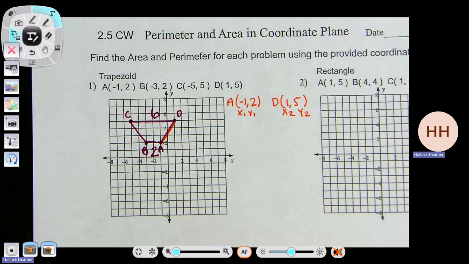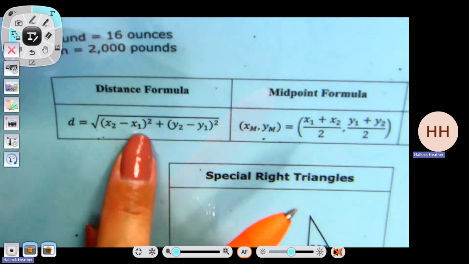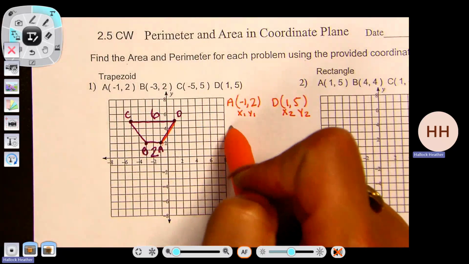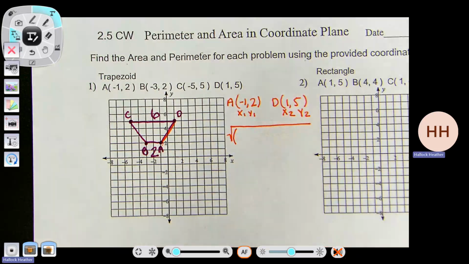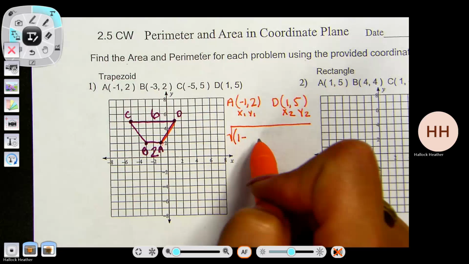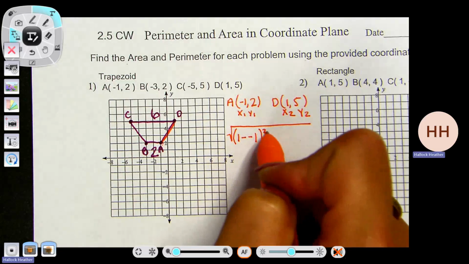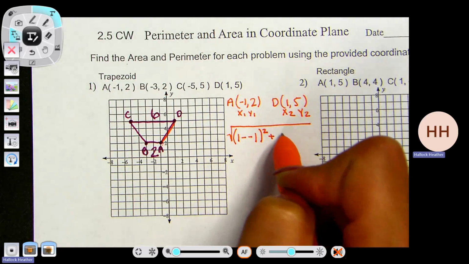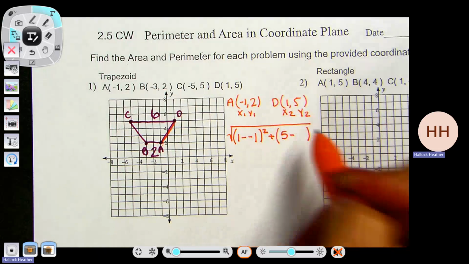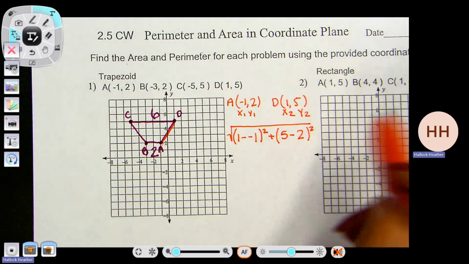On your formula sheets, we are finding distance. So we are going to use the distance formula, which is right here on your formula sheet. So this is the formula we're using. This is why we're using Desmos, because we could just type the whole thing into Desmos. So in the formula, we're doing X2, which is what? 1, and I'm minusing X1, which is what? -1, which looks awkward because you have double negatives, but it's okay. I'm adding Y2 minus Y1. So what's Y2? 5. And how much am I minusing? 2. Don't forget your exponent of 2.